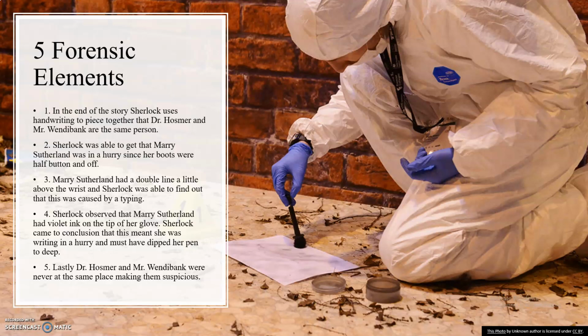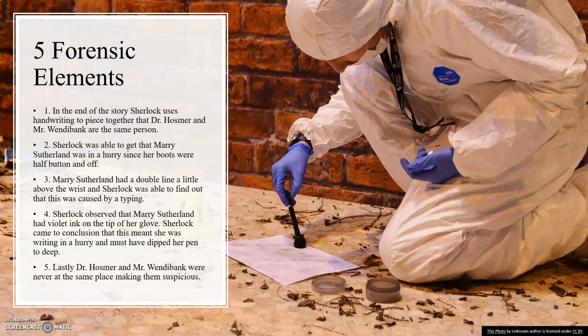The second piece of evidence is that Sherlock can tell that Mary Sutherland was in a rush, since her boots were odd looking and half buttoned. The third piece of evidence is Mary Sutherland had a double line a little above the wrist, and Sherlock was able to find out that this was caused by typing.